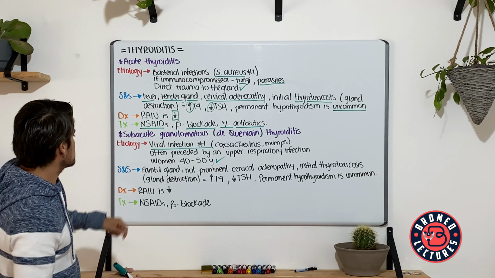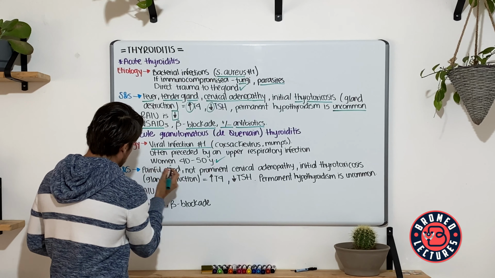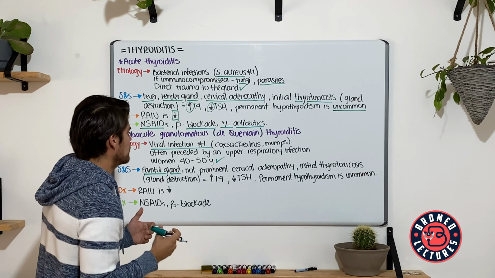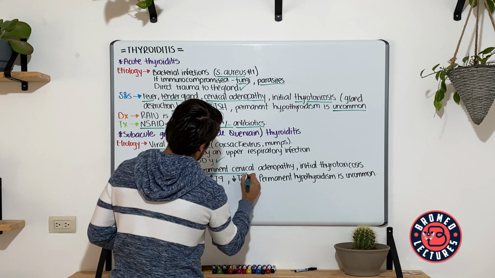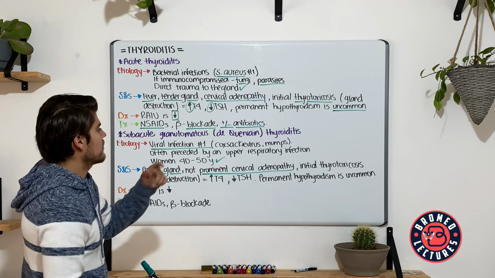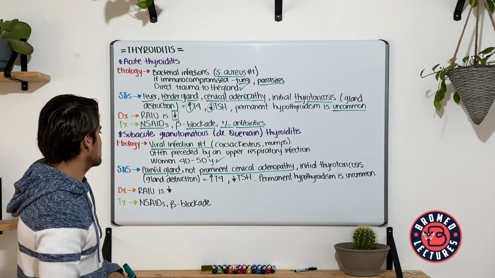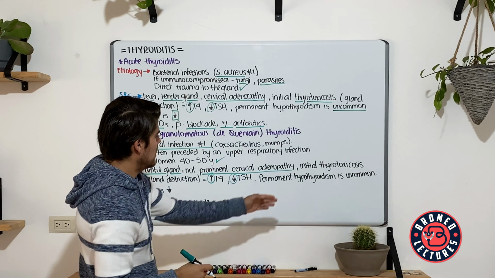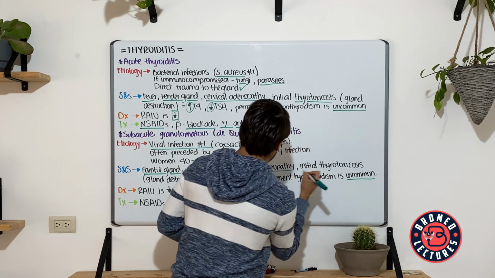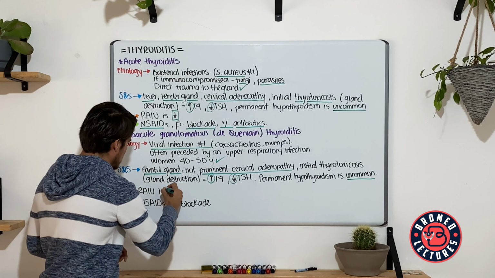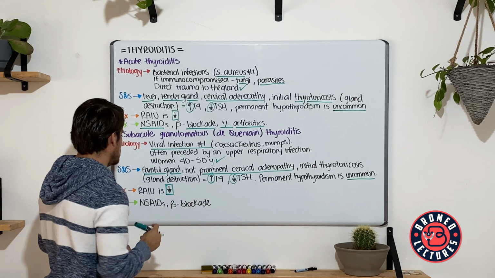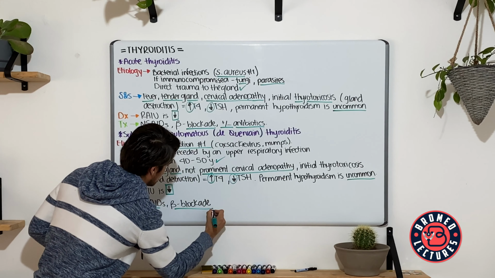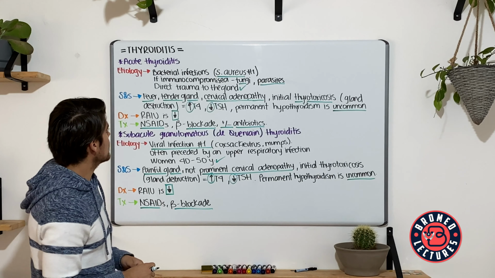And for the signs and symptoms, remember, these patients may or may not have fever, but a painful gland is commonly present. These patients do not develop prominent cervical adenopathy, and the same, the initial thyrotoxicosis with gland destruction may be seen, elevated thyroid hormone, low TSH, and also hypothyroidism is uncommon. Okay, now the diagnosis is the same, the gland is not working, so the uptake is low. The treatment also is NSAIDs for pain, beta blockade if the patient develops hyperthyroid states, okay?